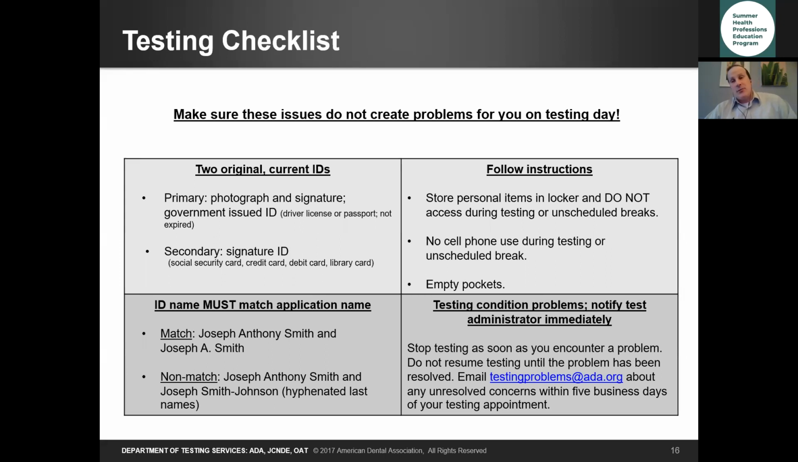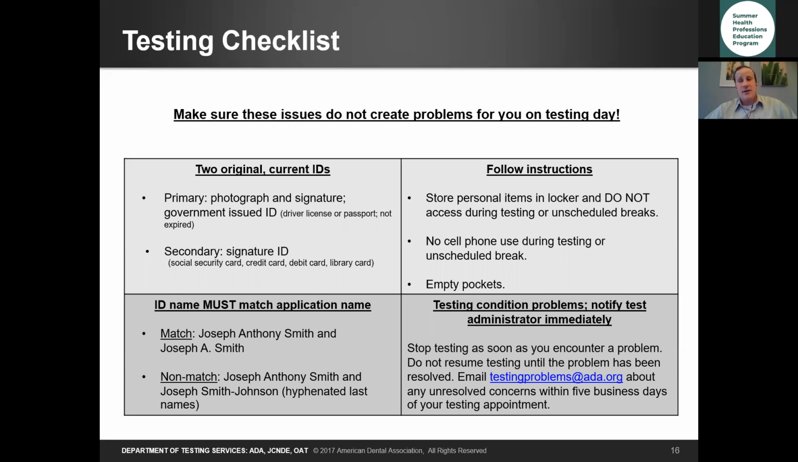So I would always just suggest, if you think there may be a discrepancy between your IDs or between your IDs and your application to take the test, just reach out to us and explain what you think the issue may be, and ask that we weigh in on whether that would be a problem when you show up at the test center. Always better to ask us ahead of time than to potentially run into issues on test day.